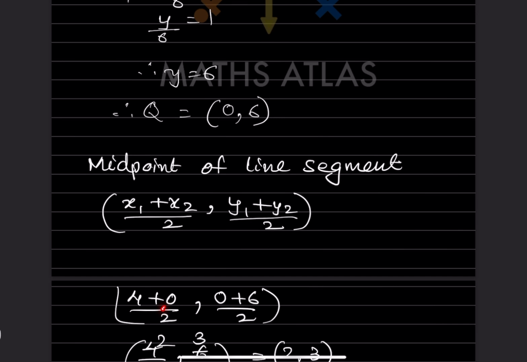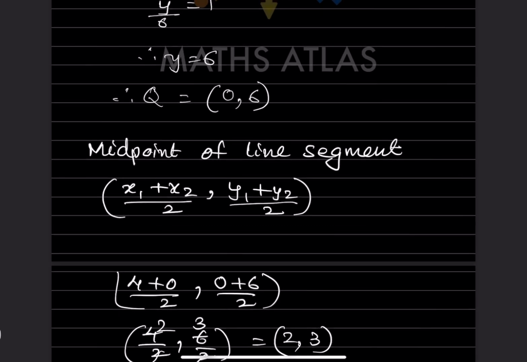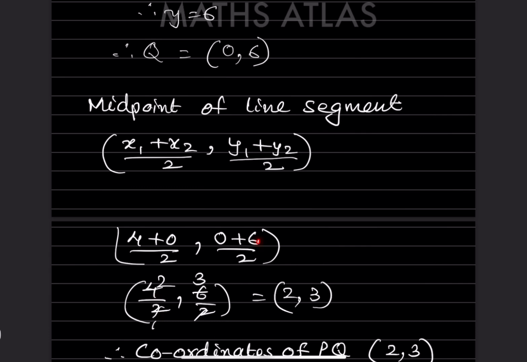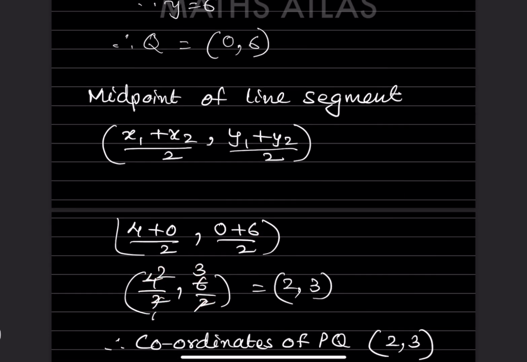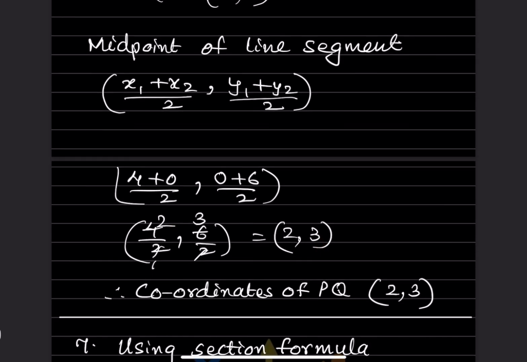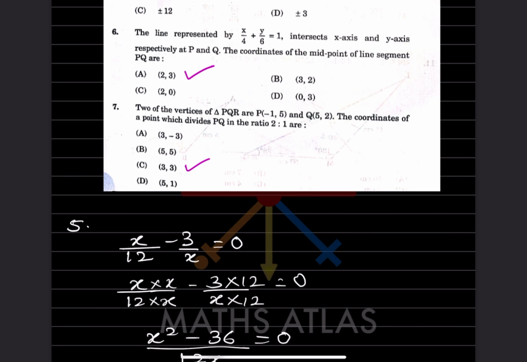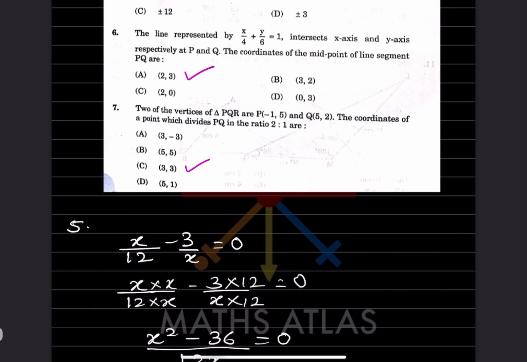So putting the values over here in place of x1, y1, x2 and y2. These are the values. So what will that be? 4 plus 0, that will be 4 by 2, and this is going to be 6 by 2. So this will be 2 and this is going to be 3. So the coordinates will be 2 and 3. So we can say the coordinates of the midpoint of PQ are 2 and 3. So that is the A option.